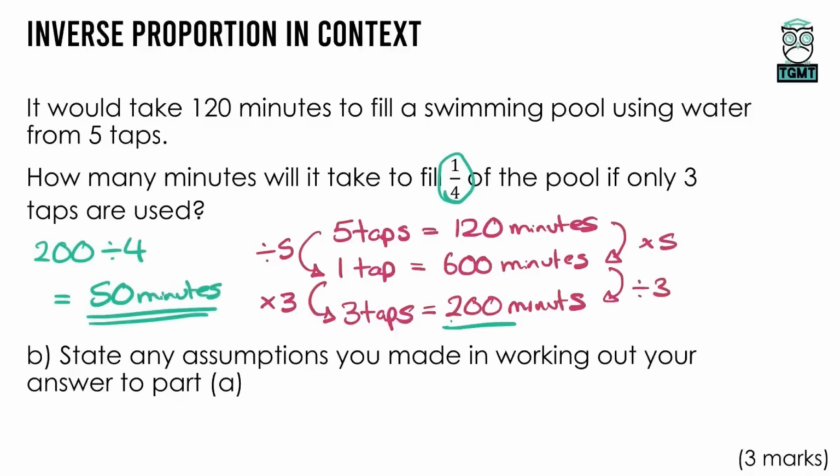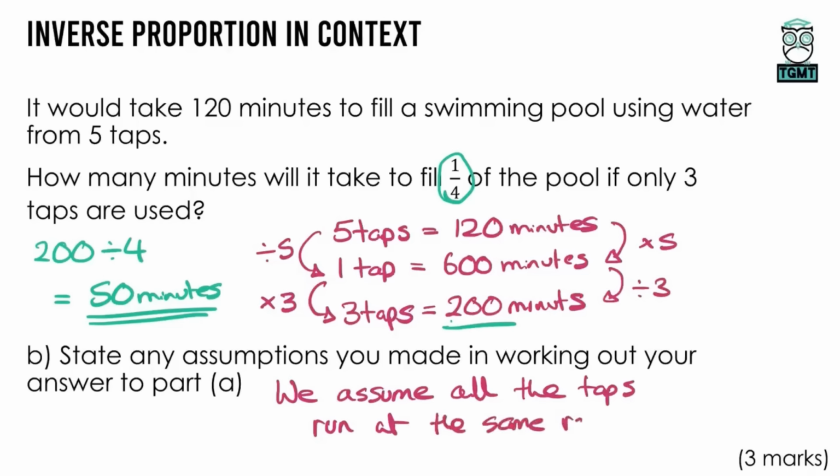Part B here says state any assumptions you made in your working out with your answer for part A. So if we're going to state assumptions, well, we assume in this question that all of the taps run at the same rate. If the taps do not run at the same rate, then actually it could be a longer or a shorter time. So we just need to say something about the rate. So we assume all the taps run at the same rate. There we go. And if we were asked what if our assumption was wrong? Well, actually our time could be higher or lower.